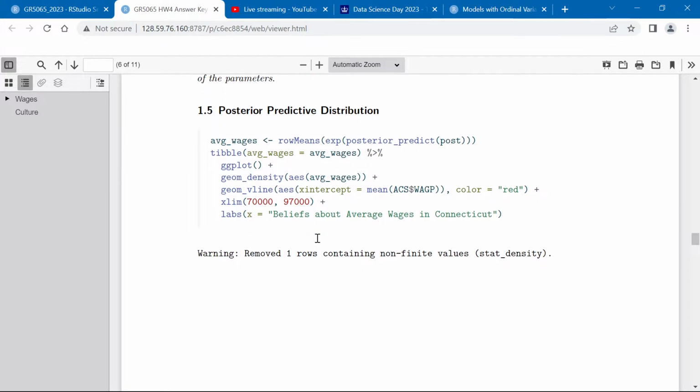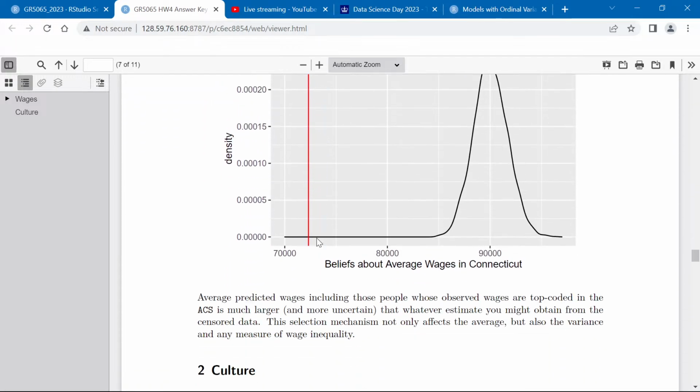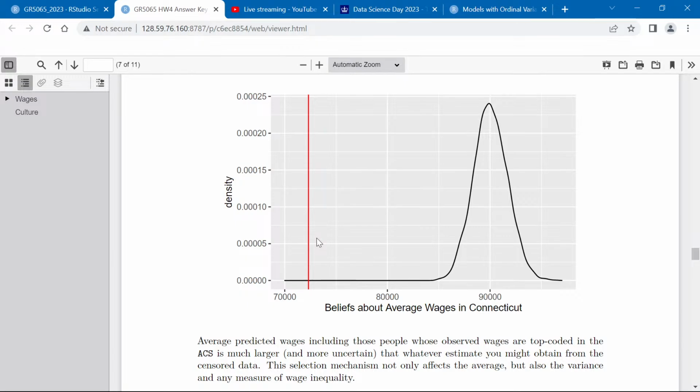And that allows us to do things like predict wages, or log wages, and then we can anti-log that, and then we can average over the people to get an estimate of wages in Connecticut that is not adversely affected by the top coding process that inevitably happens with actual census data. And in this case, I get a plot. It looks something like this. Red line, average of the Y values that were observed for Connecticut. Black line, posterior density of the average wage. The latter is clearly a lot bigger.